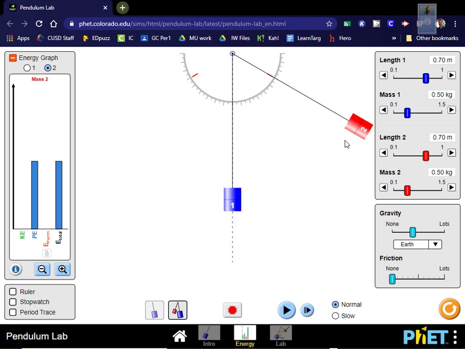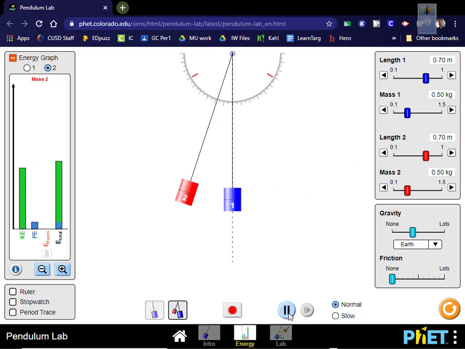Now that's how much potential energy it has, and what we want to do is hit play and let it do its thing, and look what happens. As it swings back and forth, over here on the left, we have the graphs of our energy. Now, this is going too fast. I'm going to go slow motion so we can get a better idea. So let's pay attention to potential energy for now.